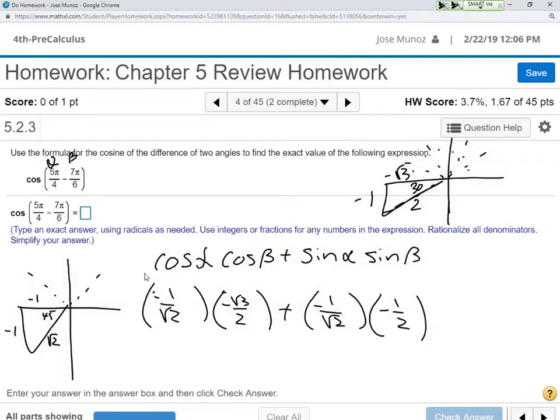All right, now to save me some time, I'm going to rationalize this because this is just going to be negative radical 2 over 2, right? Same thing with the other one?